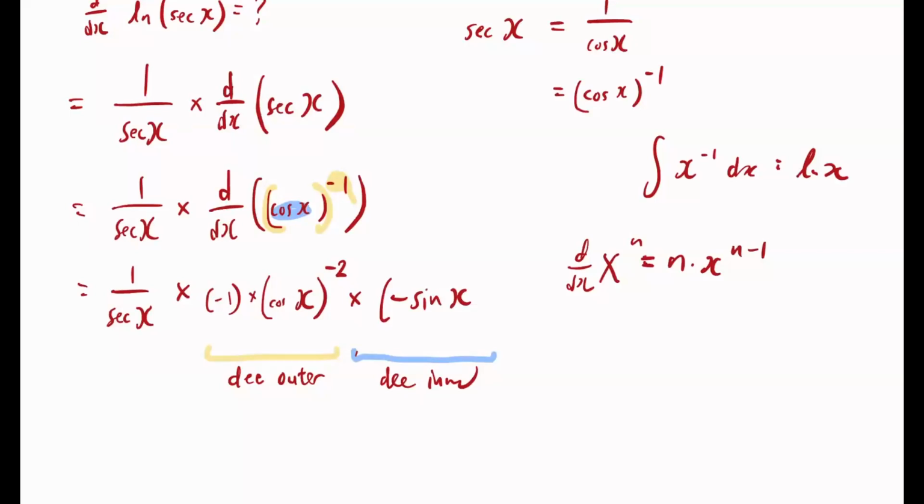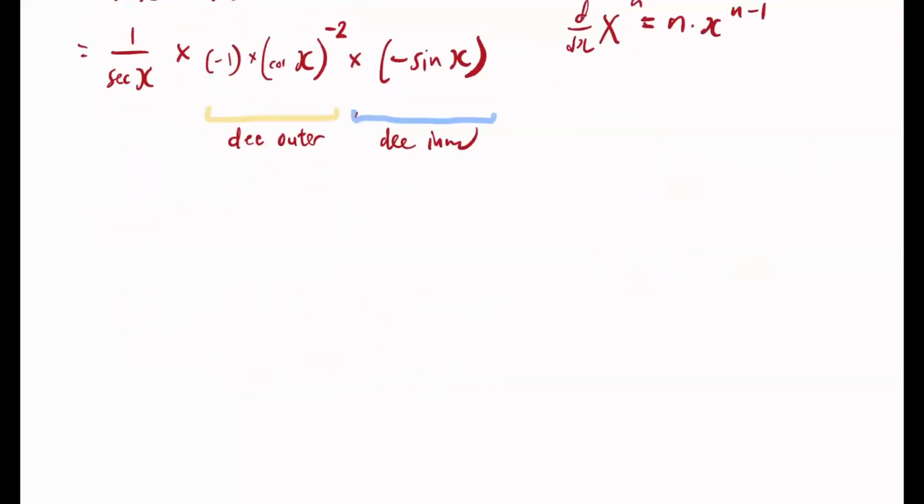Let's try and clean this up. 1 over secant x is actually 1 over 1 over cosine. Secant is 1 over cosine, so 1 over secant is actually cosine x itself, right?